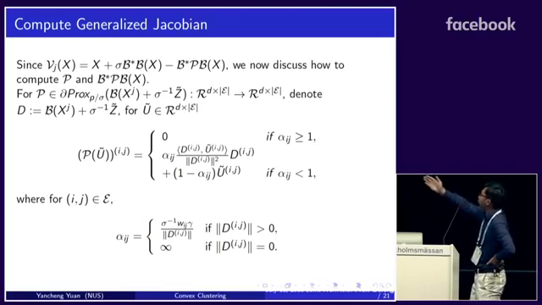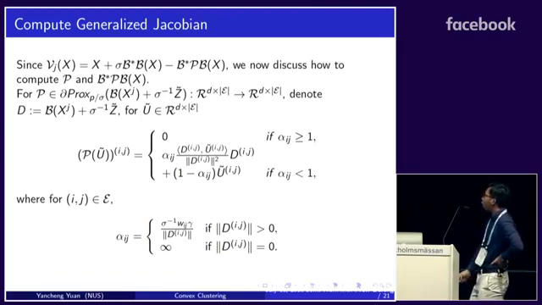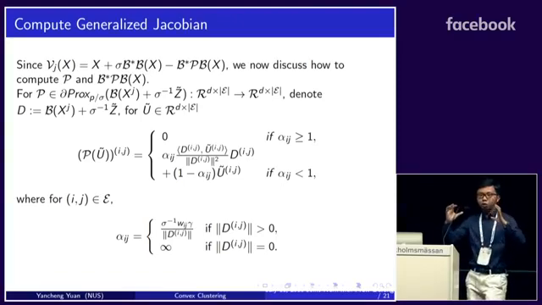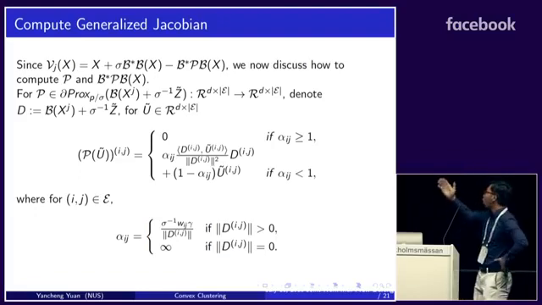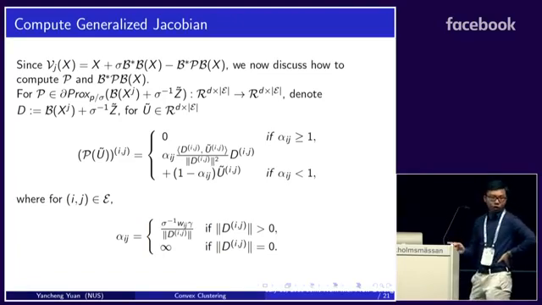And if the alpha ij is greater or equal to 1, then that block is 0. And the whole problem is block diagonal. So you only care about those alpha ij less than 1. This is a very important property, and I will show you what this means for this problem.